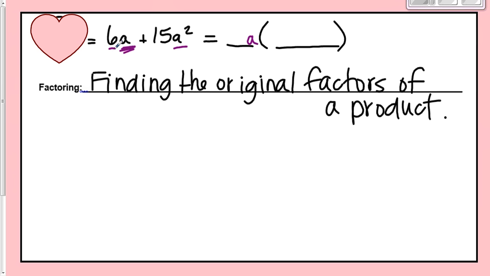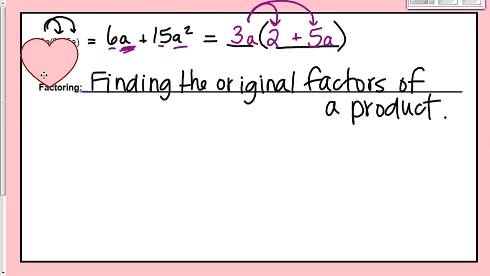Okay, I look at 6 and 15. I think, okay, what could have been multiplied to both of those? Because I know something was multiplied to both. The only thing that they both have in common would be a 3, right? Well, again, okay, 3 times what would give me 6? Well, it had to be a 2, okay? Over here with the 15, 3 times what would give me 15? Well, 5, right? But again, I had a squared, so I need another a there. And you'll see that that was our original problem. 3a times 2 plus 5a. That really is factoring. We just did factoring the greatest common factor, okay?